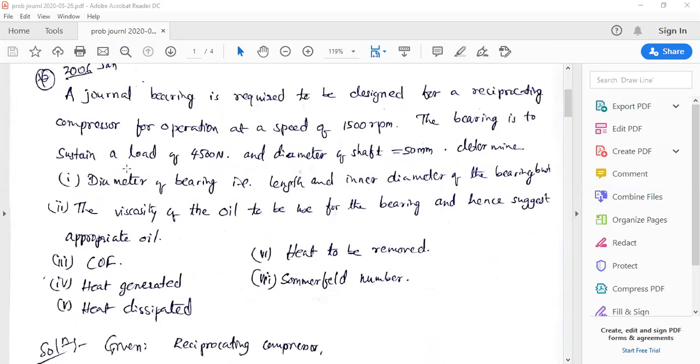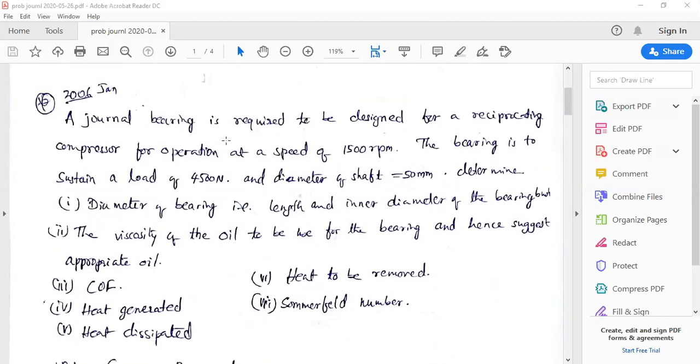So take one of the previous year question paper problems. A journal bearing is to be designed for a reciprocating compressor. The compressor is given here for which the bearing is to be designed, and the operating speed is 1500 rpm, which is N, and the bearing is to sustain a load of 4500 newton, which is W, and the diameter of the shaft is given here. In some cases this may not be given, so here it is given, well and good, you can consider say 50 mm.